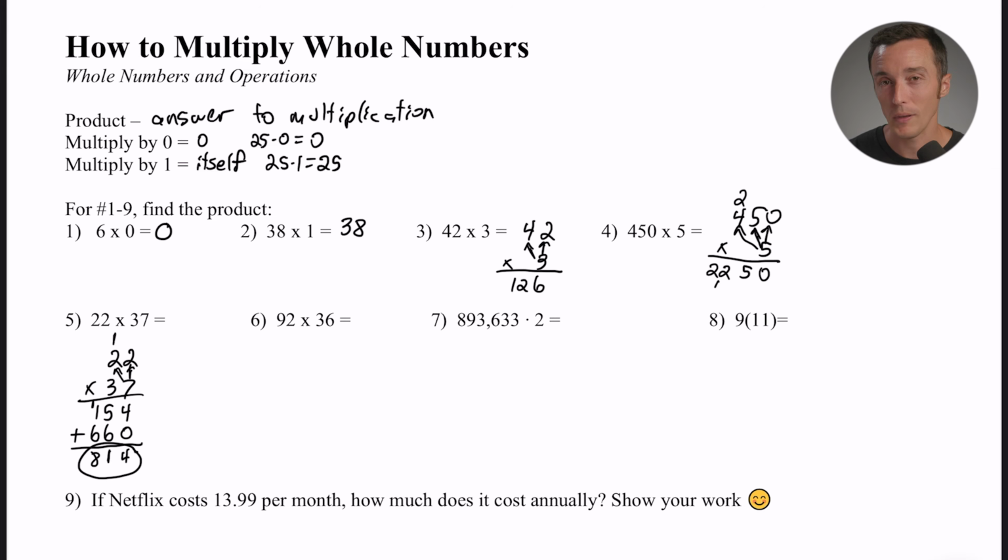Those are a little bit more complicated because you've got to remember to go down to the next line and put in a 0 as a placeholder. Let's try another one kind of similar to that. How about 92 times 36?